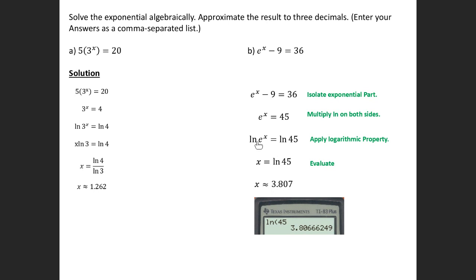Okay. So again, anytime that you're trying to get this x to come down so that it's not an exponent, we can multiply by natural log on both sides, and then we can use the power rule to bring the x to the front. And natural log of e is just 1, so 1 times x is x.